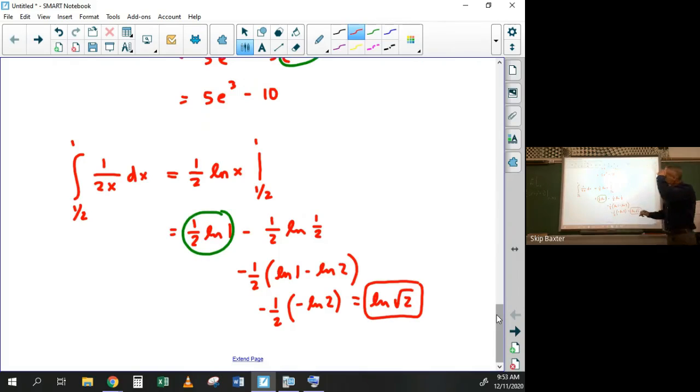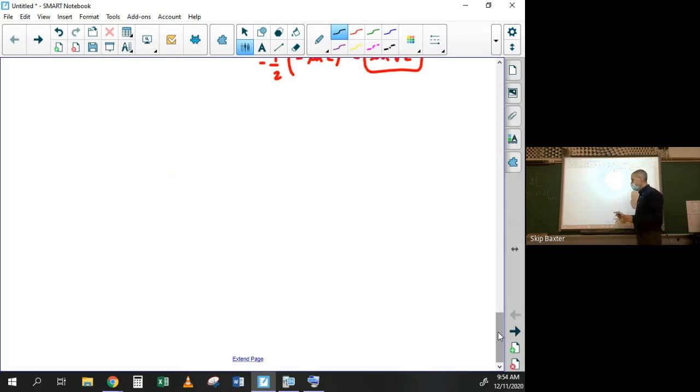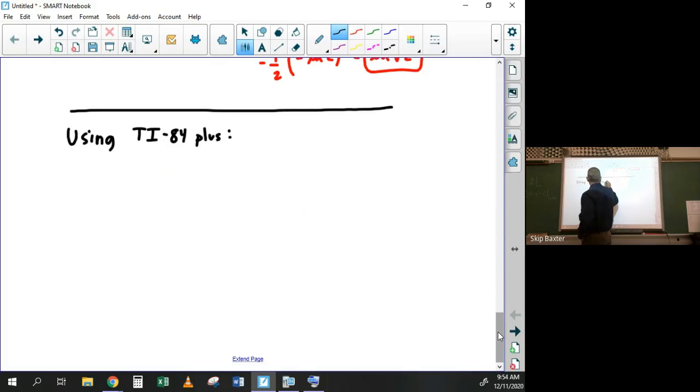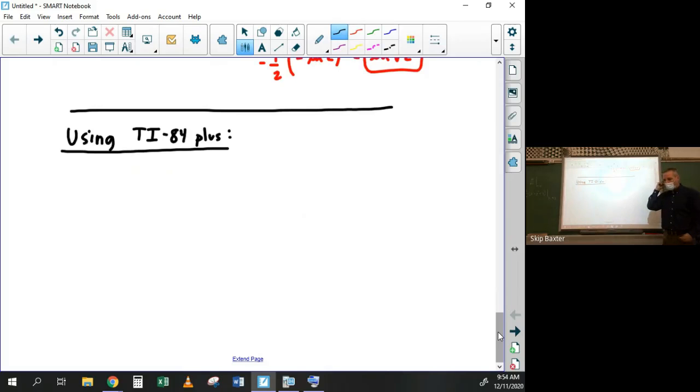All right, so that's the process. Any questions on the process? All right, so let me show you how your calculator can be used to do this. Your calculator will evaluate definite integrals. So using the TI 84 plus, and I know you might not have them today, that's okay. That's why I'm just writing down the directions. There's two ways you could do this, okay?